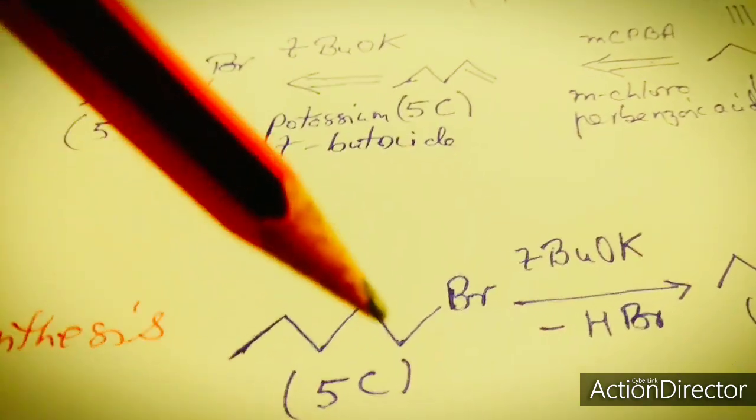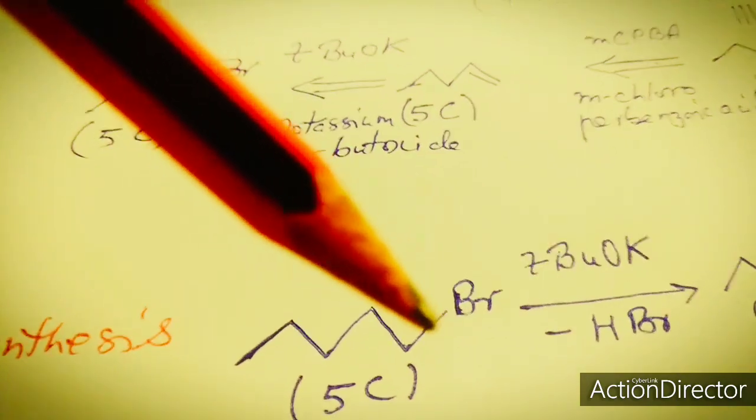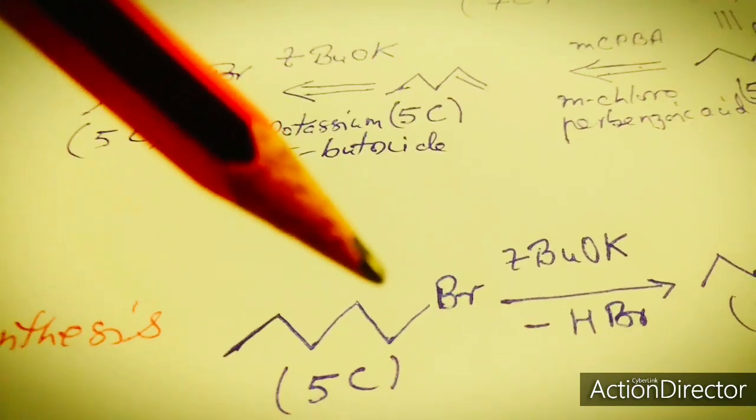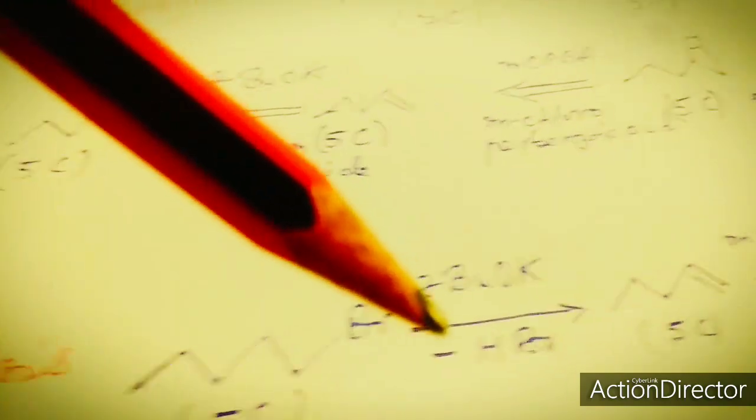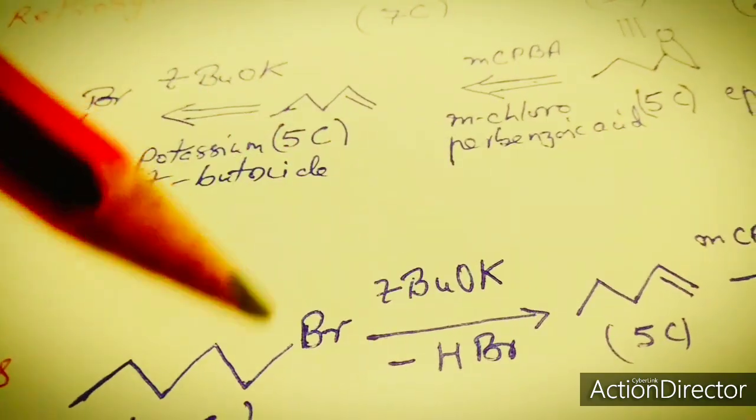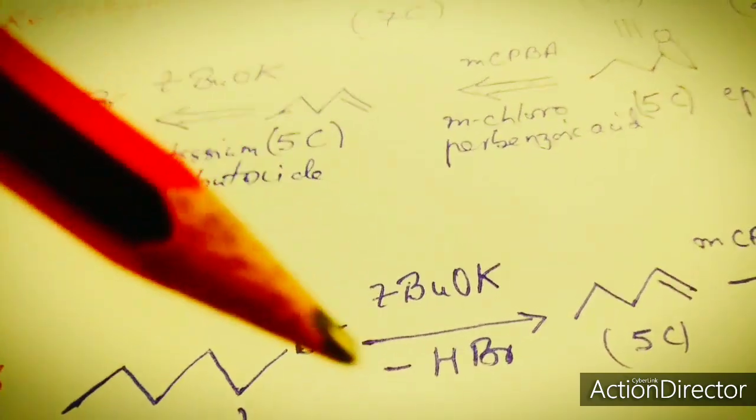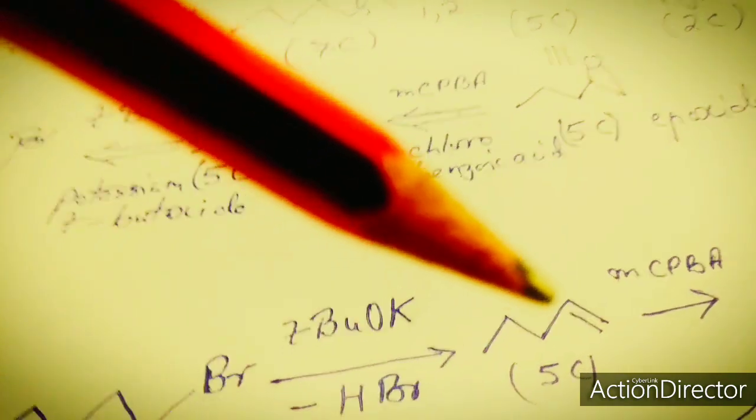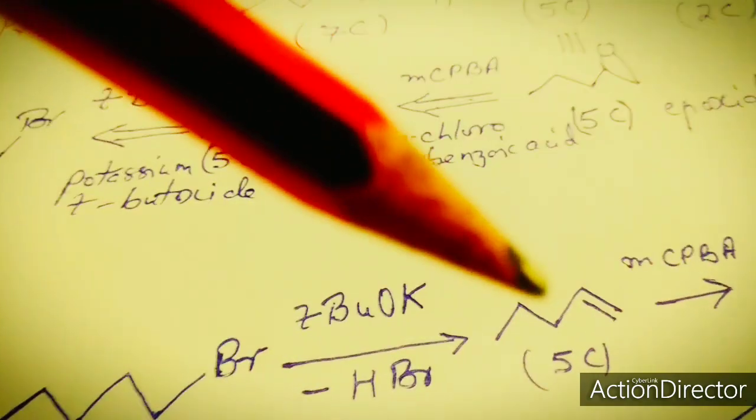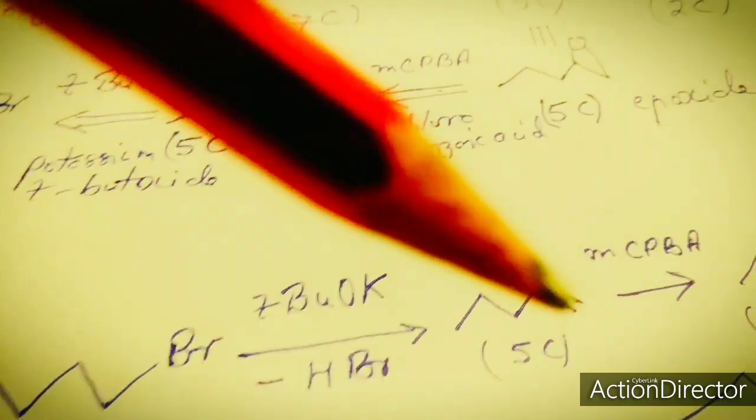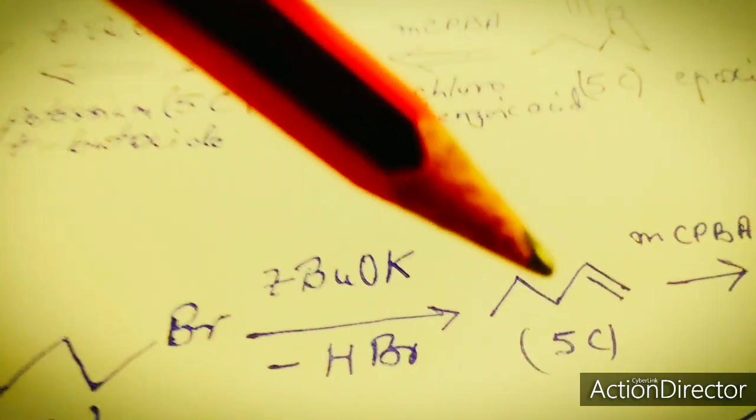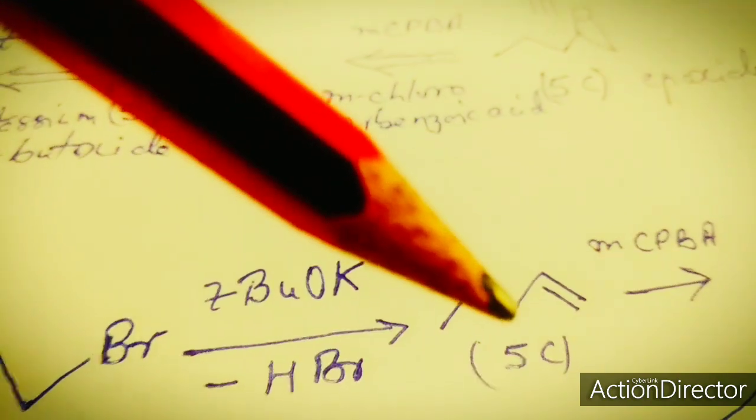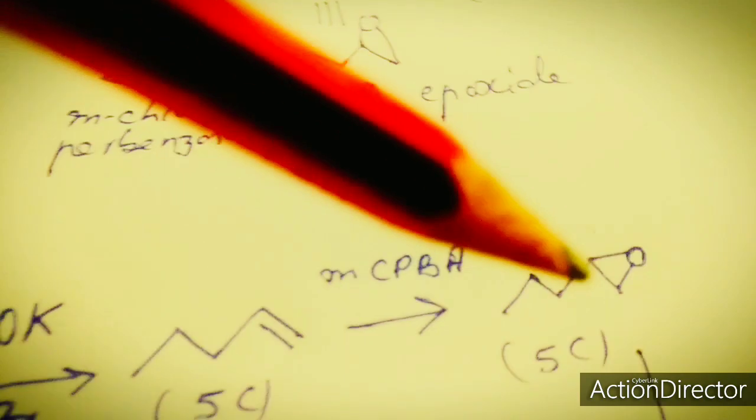So 1, 2, 3, 4, 5. So this is bromopentane. Starting with that 5 carbon compound, in the presence of potassium tertiary butoxide, minus HBr, that is Br and H, an elimination reaction, Br from here, H from here, will give rise to this type of double bond. Now this 5 carbon compound, with the help of perbenzoic acid, can be converted into this epoxide.